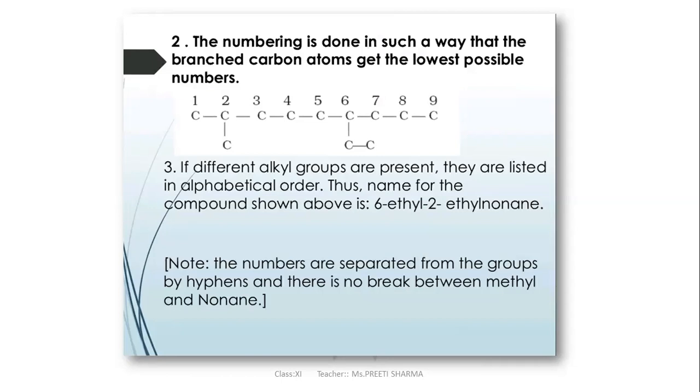If I start from the right hand side, my substituent would not get the lowest number. So we will start the numbering from that side from where the branch carbon atom gets the lowest possible number, students. If I start from the left hand side, the sum will be 2 and 6, right? It will be the lowest sum. And when I start from the right hand side, the sum would be more. So I'll do the numbering in such a way that the branch carbon atom gets the lowest possible number. And if two different alkyl groups are present, alphabetically we'll arrange them, right?